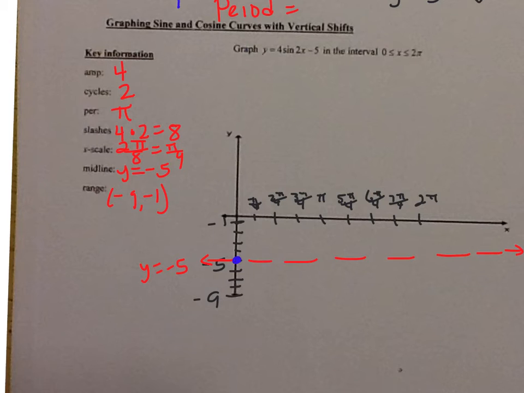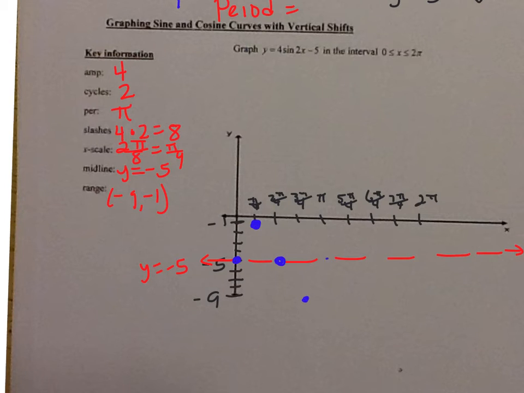Since it's positive, it's going to go up. It's going to go up to its max. Its max is at 1. So at pi over 4, its max will be at -1. And then it's going to go down and hit the midline. And then go down to its minimum at -9.